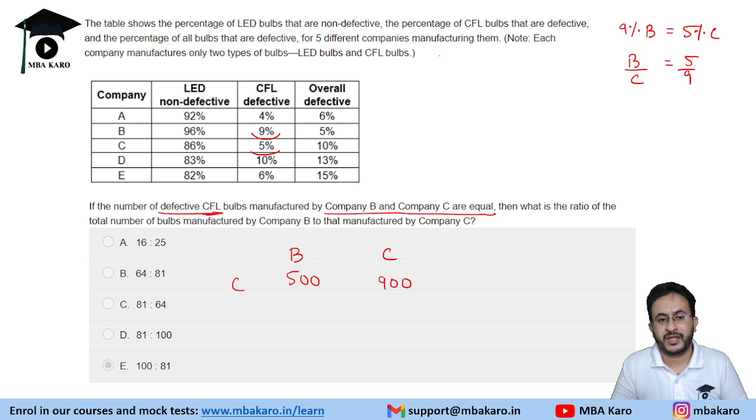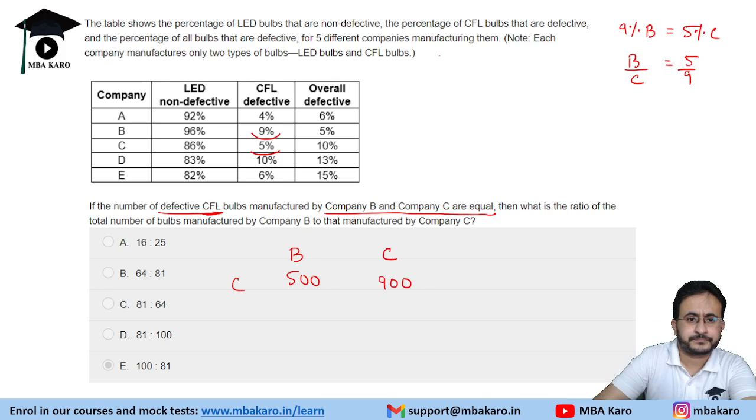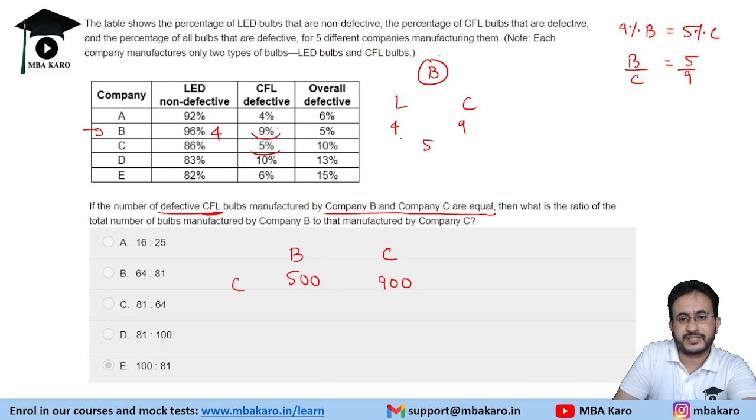by company C? Now, in one of the questions, I told you that this is an alligation based question. If you look at company B, CFL and LED, or LED and CFL, in any order you can write, it does not matter. LED is 4%, CFL is 9%. Overall, it is 5%. So what do we get? We get 4 ratio 1. So CFL and LED should be 4 ratio 1. So if CFL is 500, CFL is given as 500, so LED will be 2000. Okay, so LED is 2000.